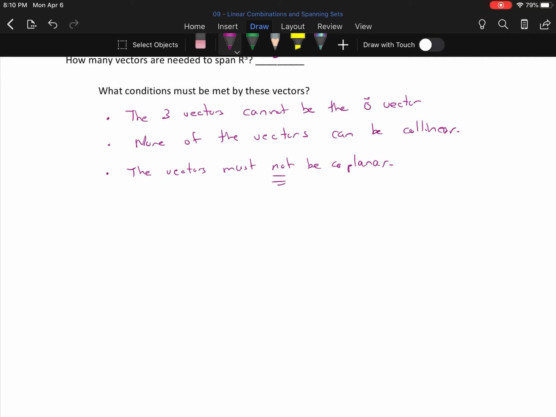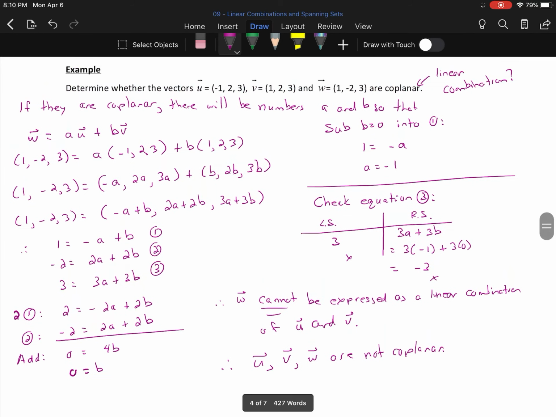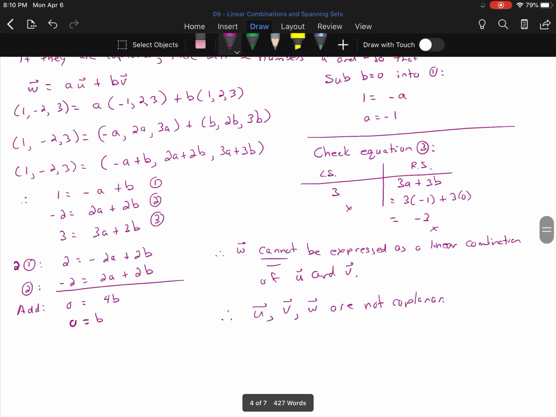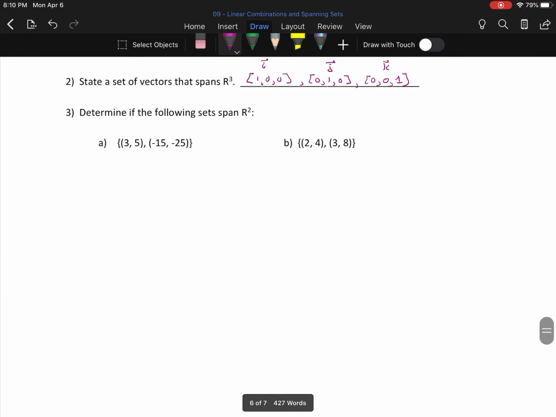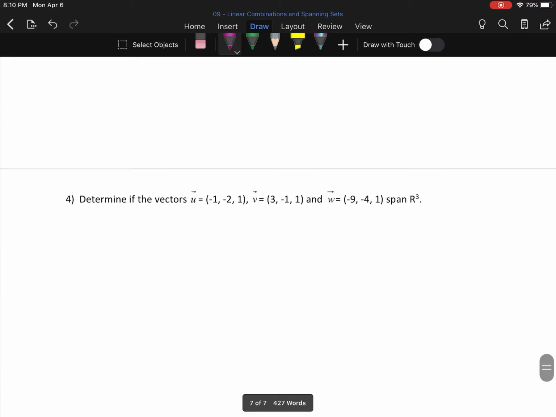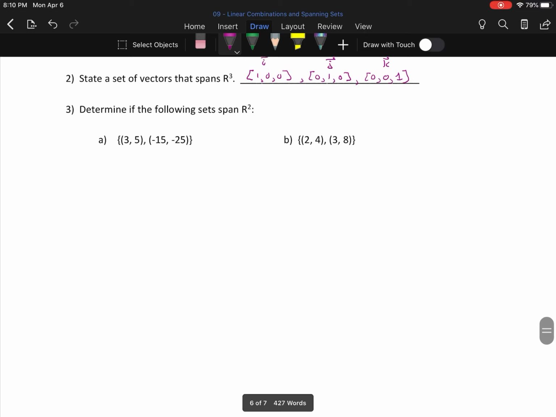Now, stating another random set of vectors in 3 space is a lot more difficult, because you've got to make sure your 3 vectors aren't the 0 vector. That's an easy piece to make sure of. Not making them collinear, okay, that's not so bad. You can stare at them for a minute, make sure they're not multiples of each other, but to make sure they're not coplanar, you've got to go through this whole test here. So it's not easy to come up with a set of 3 vectors that span R3, just off the top of your head.